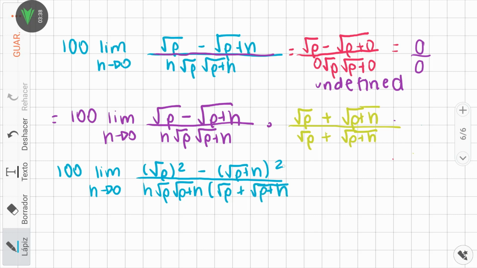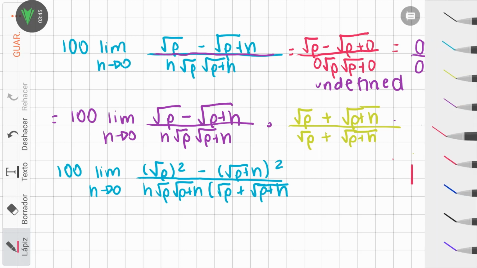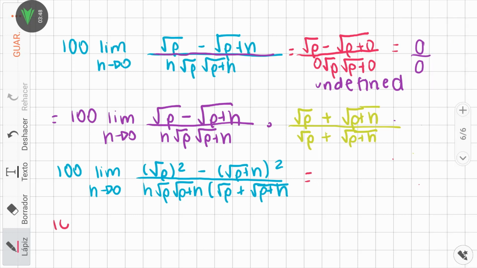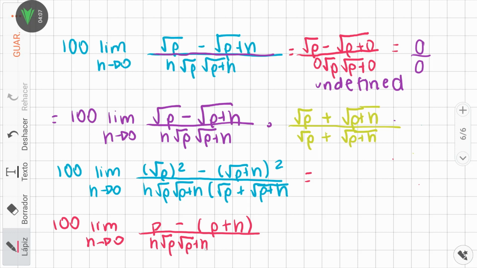Okay, if you have issues with this and you need a video about rationalizing, just tell me, okay? So now that would simply be equal to 100 times the limit as h approaches 0 of the square root of p squared, which would simply be p, minus the square root of p plus h squared, which is p plus h, over h times the square root of p plus h. I simply copy the denominator over again and over again, okay? So that will be it.